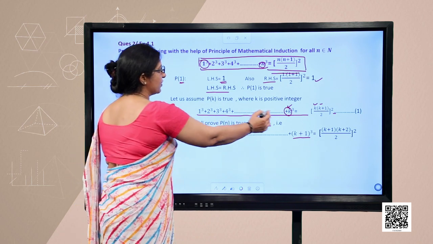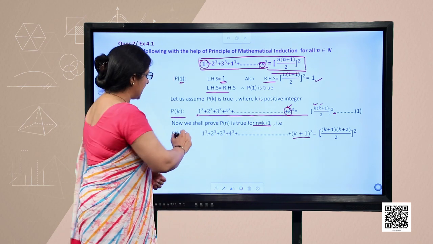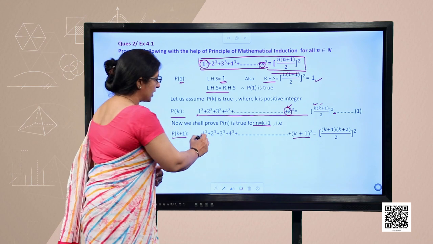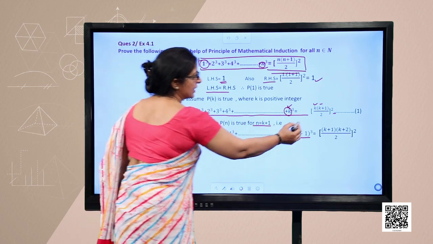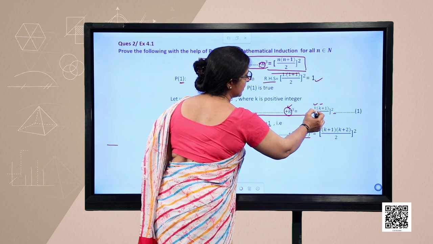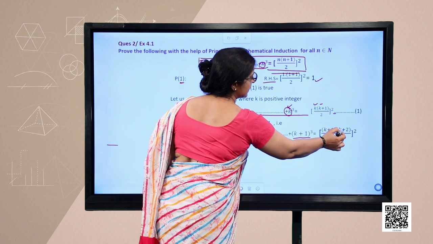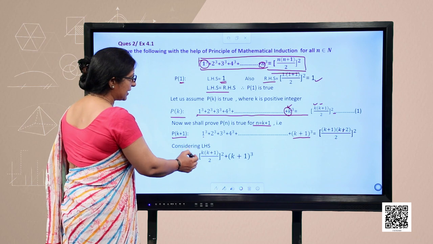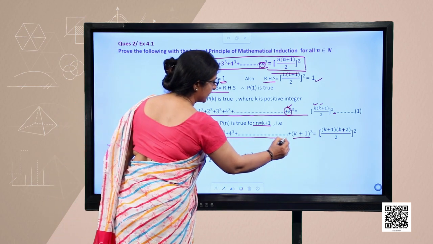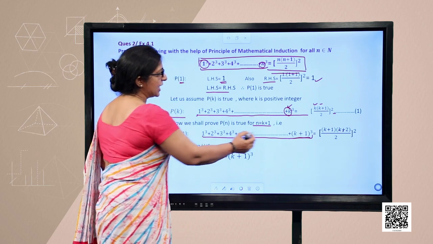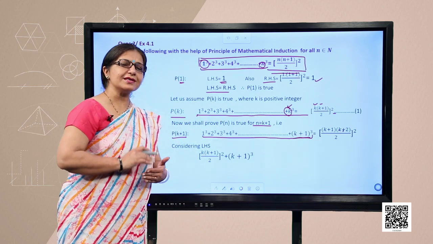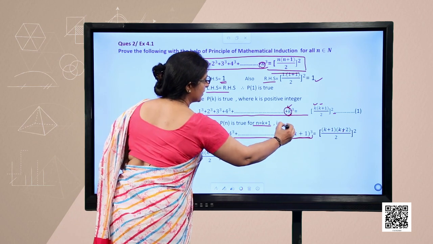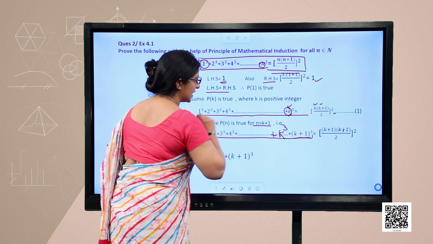Wherever there is k, we will replace it by k plus 1. Because in this statement we were taking the sum of k terms, now we are taking the sum of k plus 1 terms, sum of cubes of k plus 1 term. Now here also, after replacing k by k plus 1, k plus 1 plus 1, that is k plus 2 whole square. Now in the next, we will consider only left hand side. If it is the k plus 1th term, then what is the kth term? Just the previous term. The previous term was k cube. Previous to the last term, this is k cube.